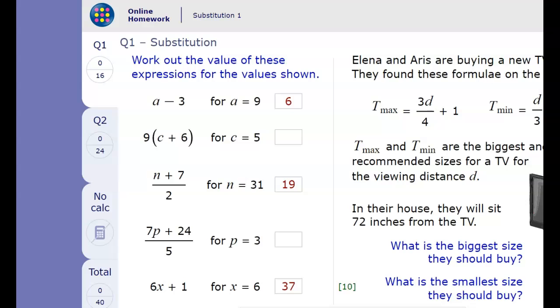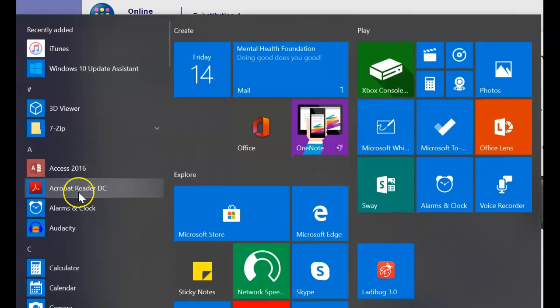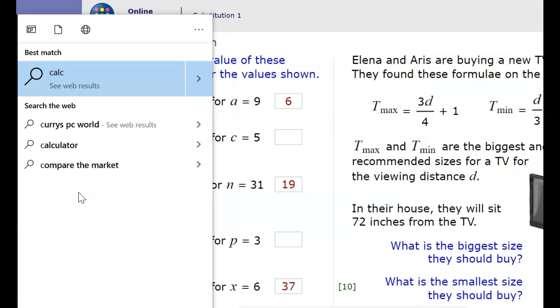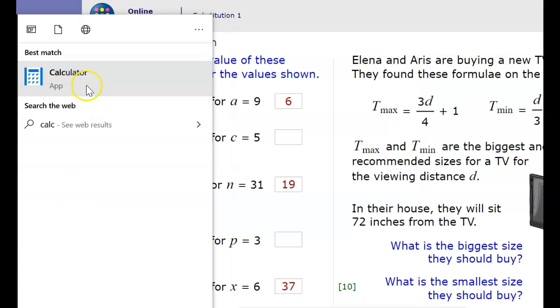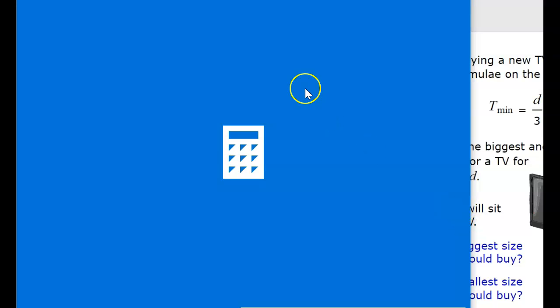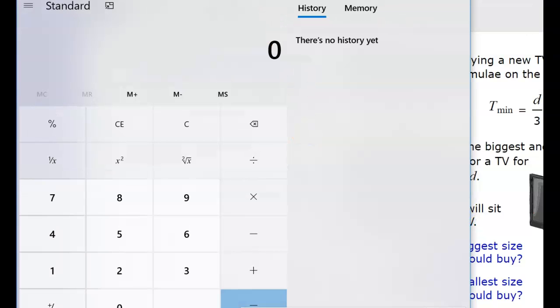Okay, let's have a look back here. Right, the maximum then is 3 times 72 divided by 4 plus 1. You might want to get up your calculator to help you with this, because 3 times 72, actually, maybe not calculator, maybe just a pen and paper would do it.